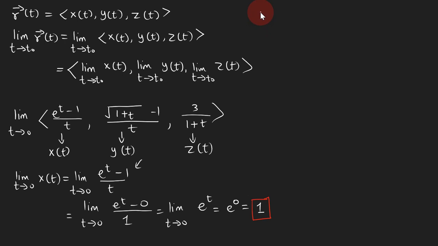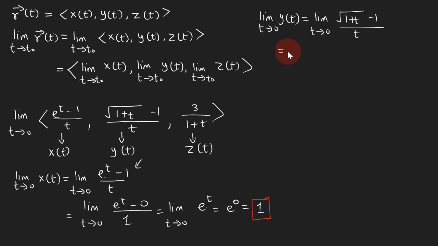So let's do the second component function. We are going to take the limit as t approaches 0 for y of t, which is equal to the limit as t approaches 0 for this function here, square root of 1 plus t minus 1 divided by t. Okay, when you try direct substitution, you're going to get 0 over 0, which is indeterminate, so you must find a way to compute the limit. To do this, I'm going to multiply the whole expression by the conjugate of the numerator because of the radical that we have there.